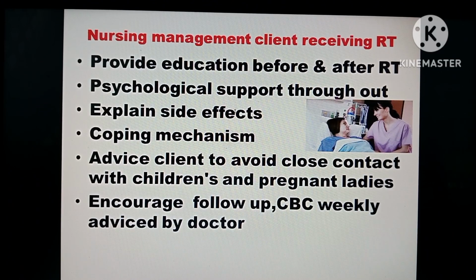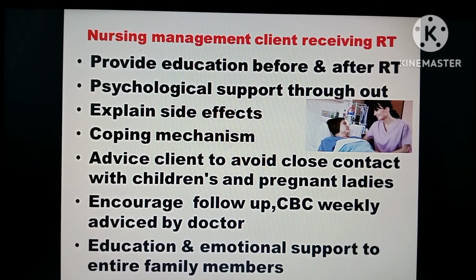Encourage follow up: whenever the doctor says to visit the clinic at a particular time, the client has to, with the CBC report as well as other blood reports if the doctor says, and not neglect it. It is a must to know the blood count and all. Education and emotional support to the entire family. So here we should consider not only the client, we have to counsel the entire family. However, the client has to take radiation therapy, so by explaining in a rational way, you have to make them accept.